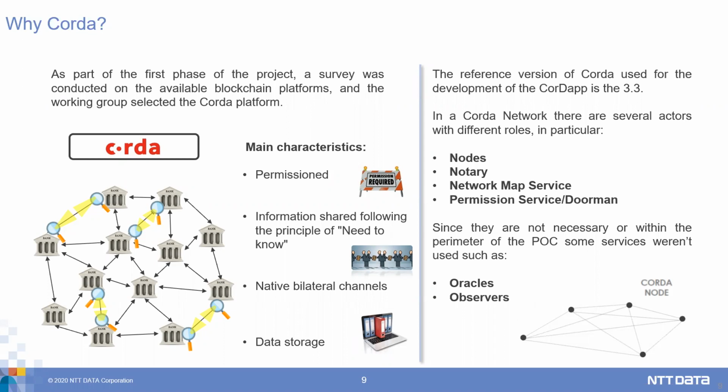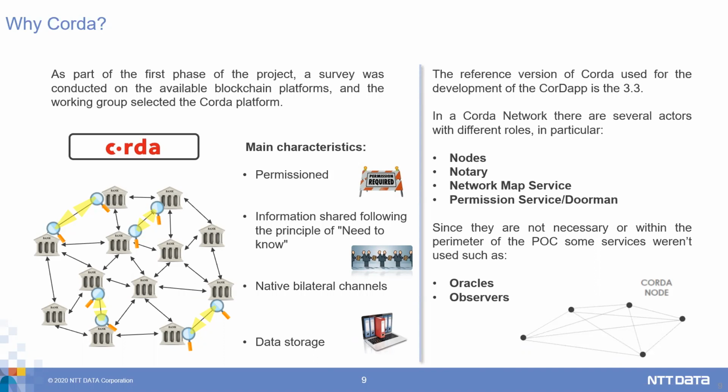So even if the notary is a central service, it cannot see the content of the transactions. It can just avoid double spending. The notary cannot create transactions. That's an important thing. So there is the notary service and then the network map. The network map is just a DNS mapping the IP with the name of the bank, and the permission service, or doorman, is the certificate authority providing the certificates to be able to operate in the network. So the notary, network map, and permission service are all services provided by the association, by the ABI.